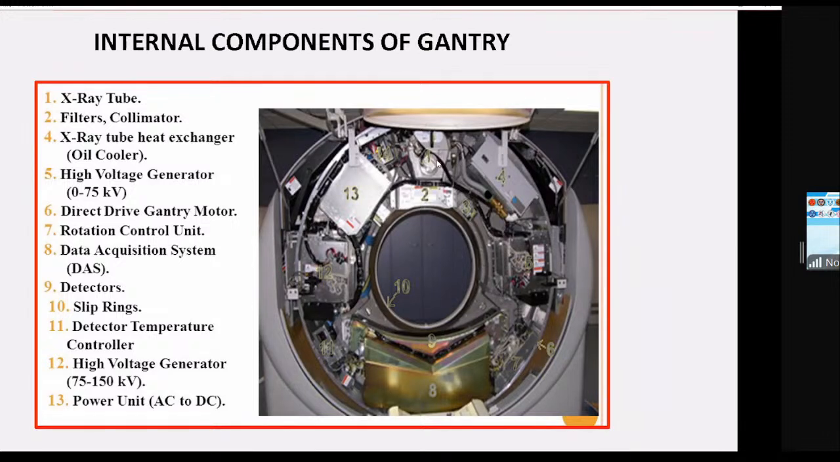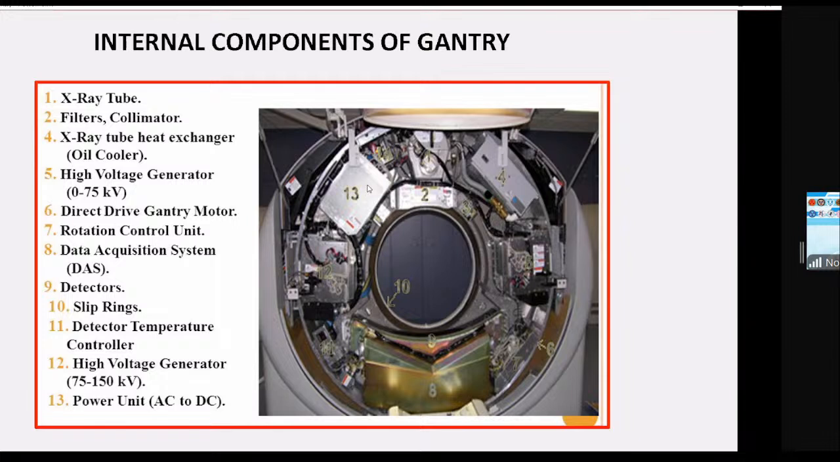All right. So these are the internal components of the gantry. Here is the X-ray tube. Then these are the filters, collimators, and X-ray tube heat exchanger. Then we have the high voltage generator. First of all, this is a direct drive gantry motor and the rotation control unit. This one is the DAS, the data acquisition system that connects with the computer, and the detector here, the slip ring, the detector temperature control, the high voltage generator, and also this one is a power unit.